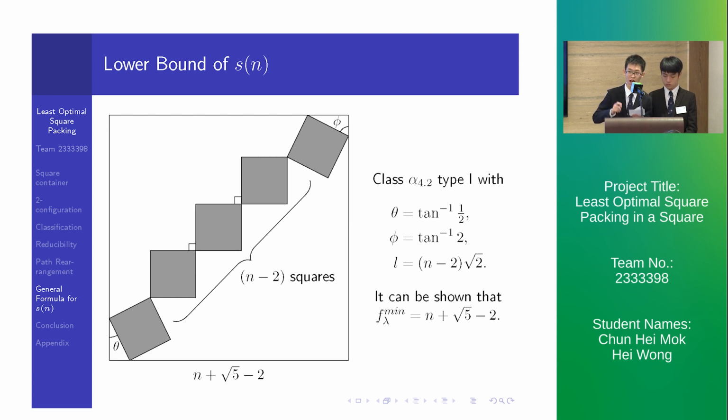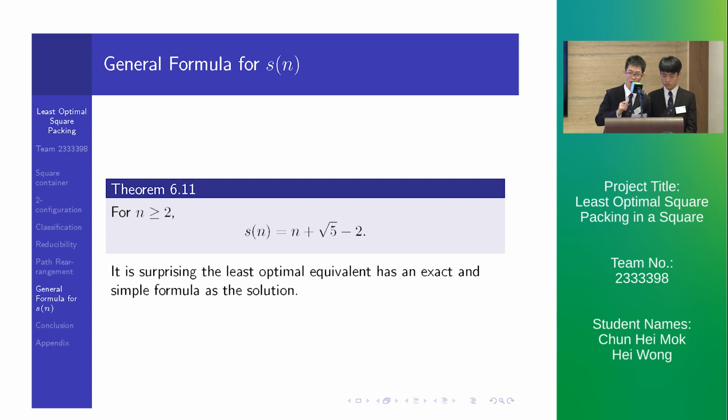Therefore, we've reached our main result. All n configurations can be contained in a square of side length n plus root 5 minus 2. This result is quite surprising, given that the problem of most optimal square packing is still open and very difficult. And this is quite an exact and simple formula in our opinion.